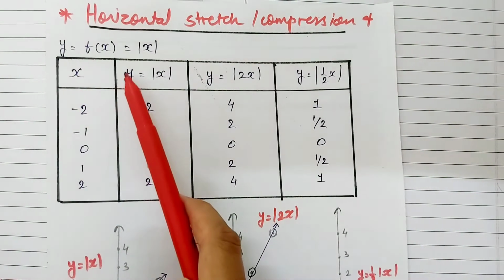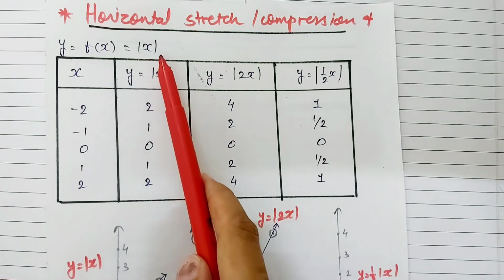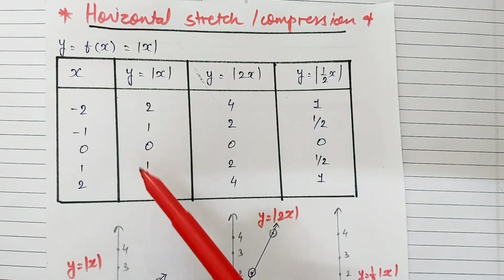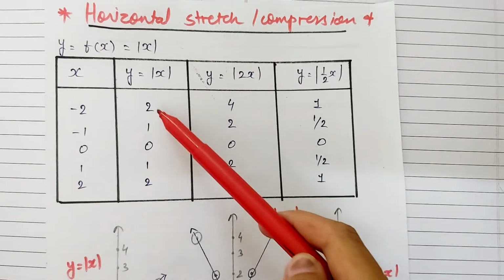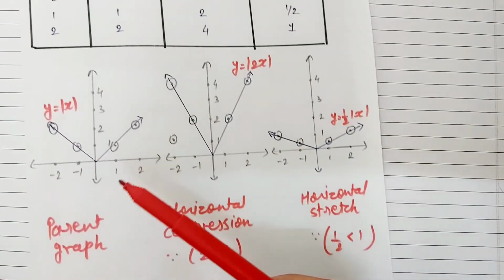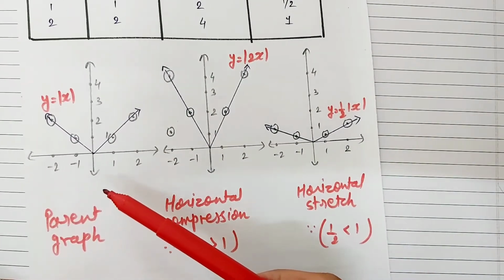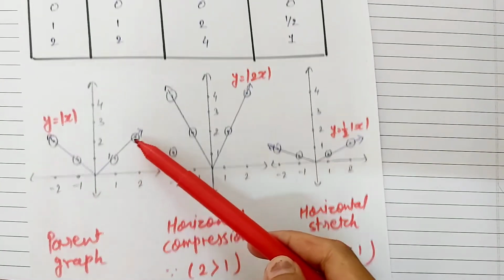Okay, so here we are taking the value of absolute x. So y is equal to f(x) is equal to absolute x. I have picked up different values, -2, -1, 0, 1 and 2, and the corresponding values for y is equal to mod x, the absolute value of x. Now this is what the parent graph looks like. If you plot these values, you are going to get a graph like this.